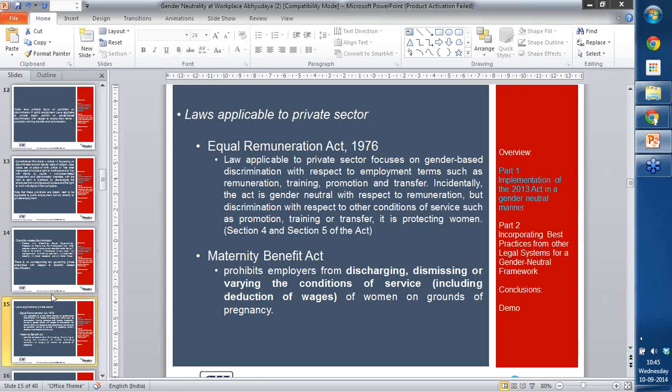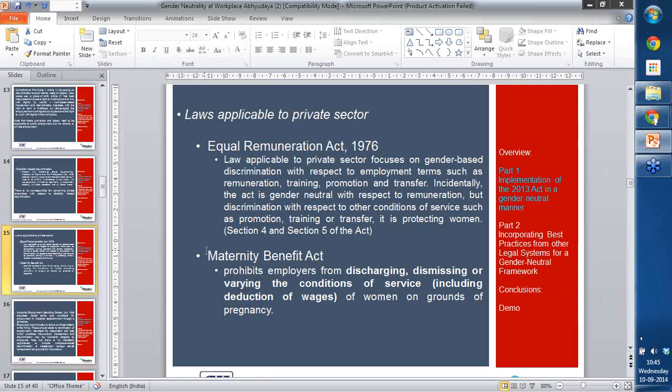Now the Maternity Benefit Act, of course, is protecting women in the event of maternity from being terminated from employment and allows for certain social security benefits. So these are the main statutes that are applicable to the private sector with respect to the employment terms.